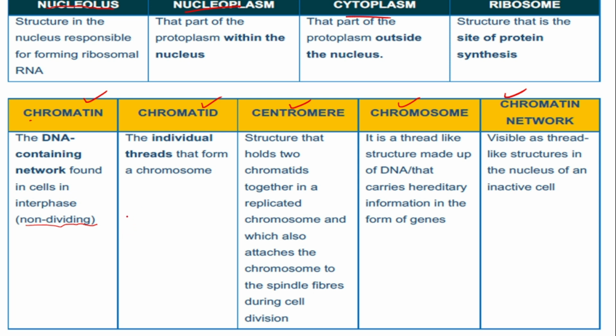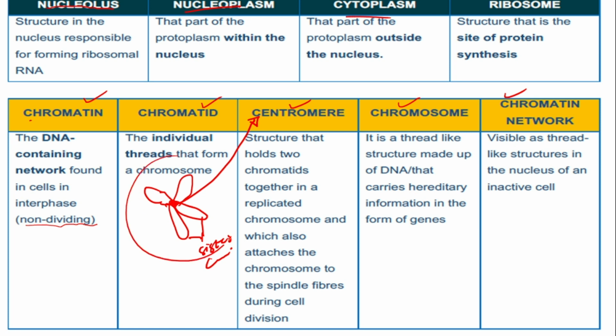A chromatid is an individual thread of a chromosome, right? For example, remember we did this. If we have this, this is a chromosome, and these are two sister chromatids. Good. Then the centromere is the structure that holds two chromatids together. Basically, this one is the centromere. Remember in mitosis, that's where the spindle fibers attach during metaphase. Good. The metaphase plate.